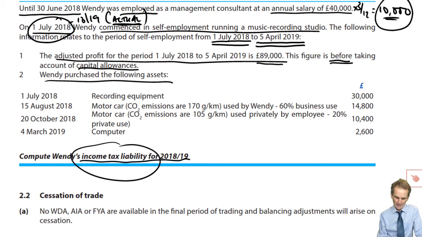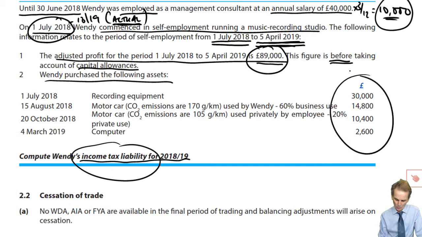We know already the employment income assessment, £10,000. The only other source of income will be the tax-adjusted trading profit of this accounting period. Because it's synonymous with the end of the tax year, we want the figure for this period. What is that? It's £89,000 less whatever capital allowances we'll be able to claim in relation to that list of expenditure. All of those dates falling in the period there from the date we started trading through to the following 5th of April.